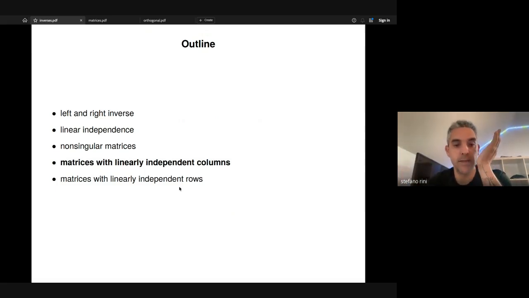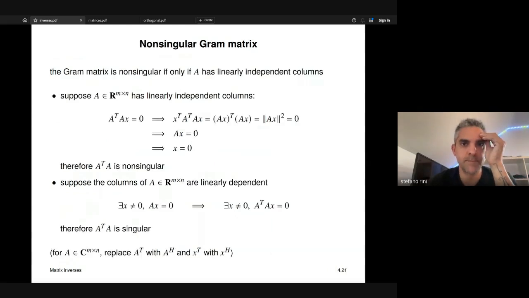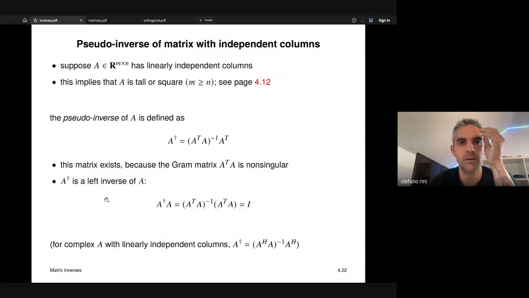Okay, now matrices with linearly independent columns. This is our Gram matrix. We have linearly independent columns. We can also do it with complex matrices, just the parallel of what we did before. Then we have a non-singular Gram matrix. The Gram matrix is non-singular if and only if A has linearly independent columns. So now we link non-singularity with the number of linearly independent columns. The proof is here for you.